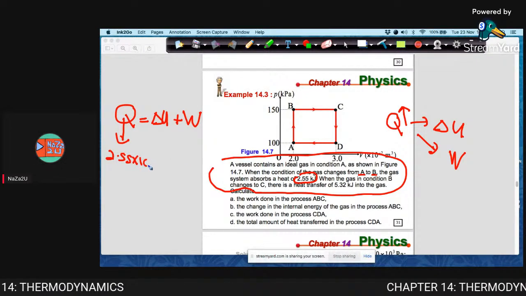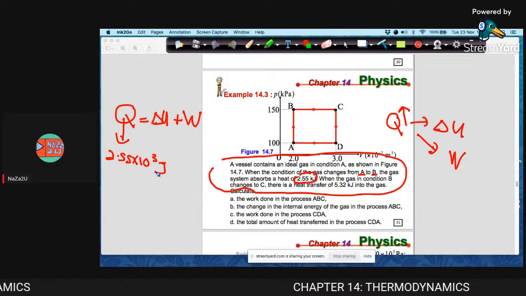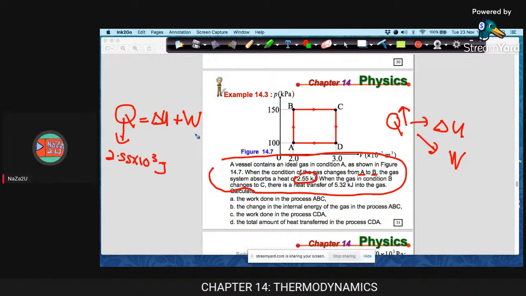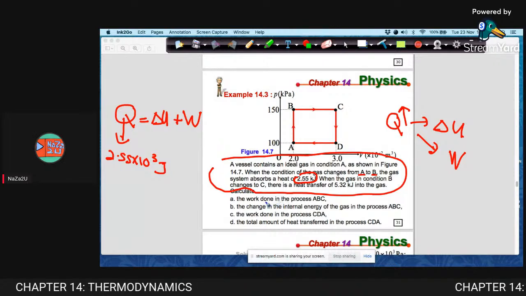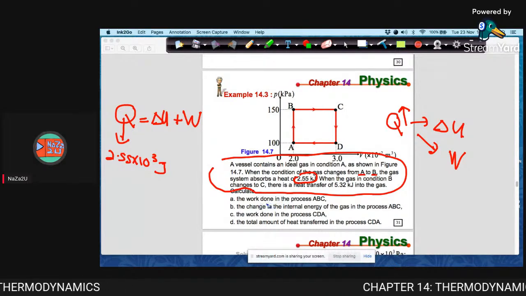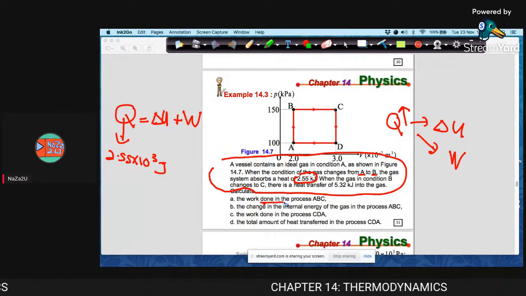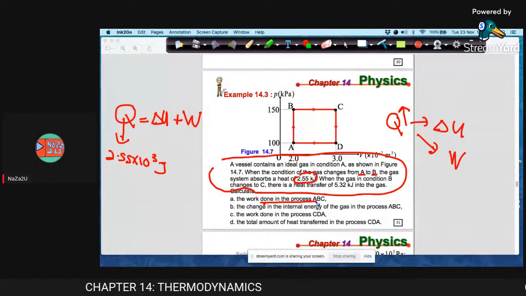255 kilo times 10 power of 3 joule. So delta U, tak apa kat sini. Cuma dalam kes ini kita terus pada sini. What done in the process ABC. Okay, what done in the process ABC.